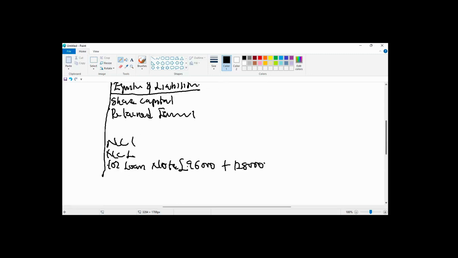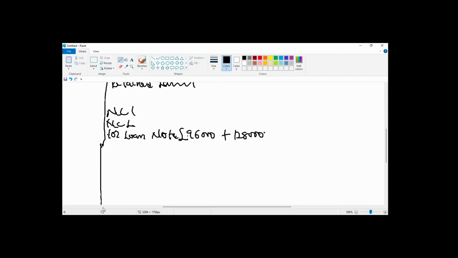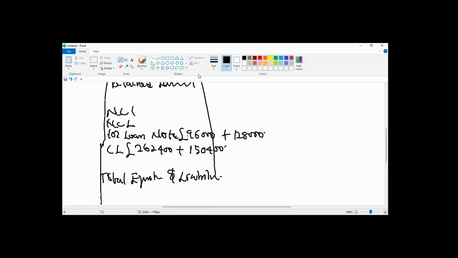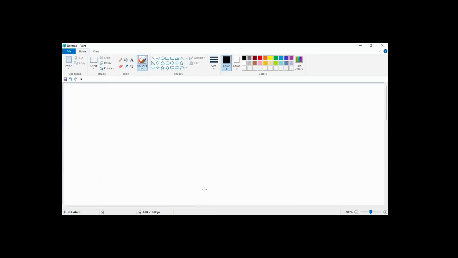Then followed by the current liability, 262,400 plus 150,400. This is my total equities and liabilities. So to balance this in exam, let's create a sub-working. What do I need to balance this?